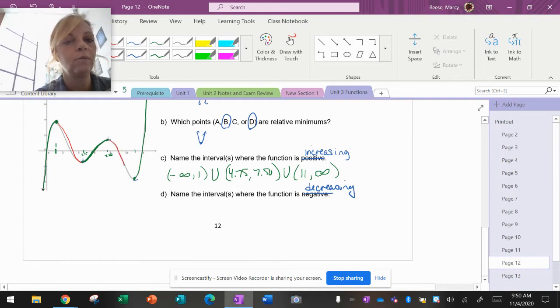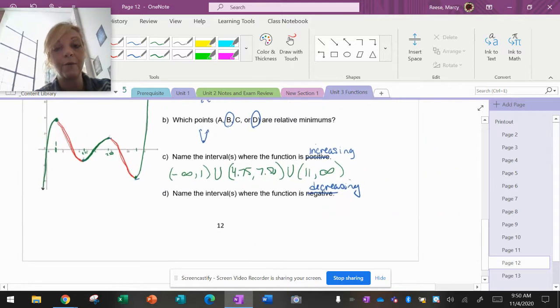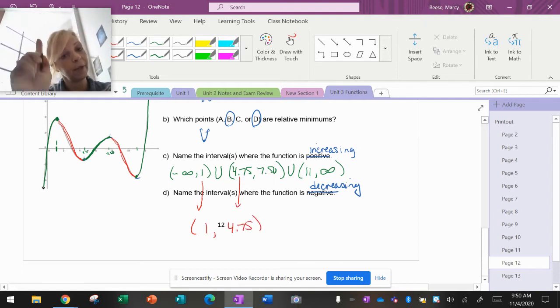Going down, and it's going down. Okay, going down here. So it's going down in 2 spots. Now remember, you can kind of look in between the U's of the increasing, because remember, from 1 to 4.75, it was going up the hill. I'm sorry, going down the hill, right?